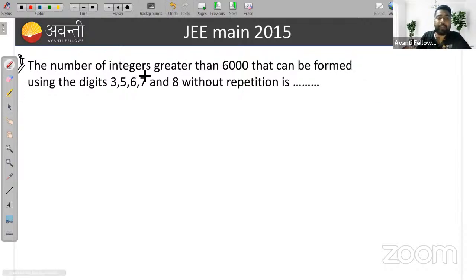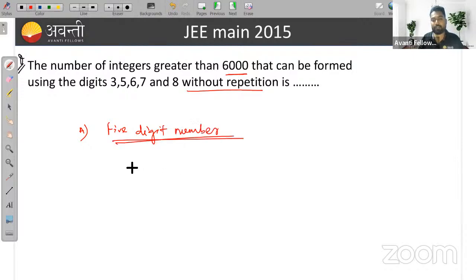The number of integers greater than 6,000 that can be formed using the digits 3, 5, 6, 7, 8 without repetition. Okay, so that means two cases arise here. The first case is that we can make 5-digit numbers, and the second is 4-digit integers, which are greater than 6,000, right? So first we will try to find the 5-digit numbers.